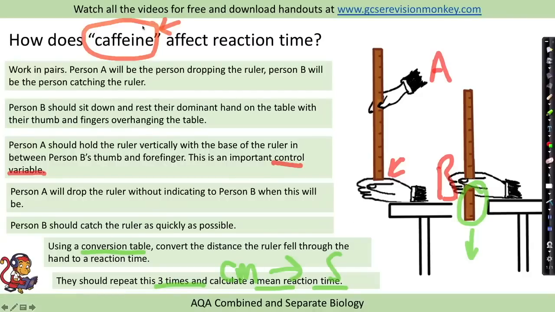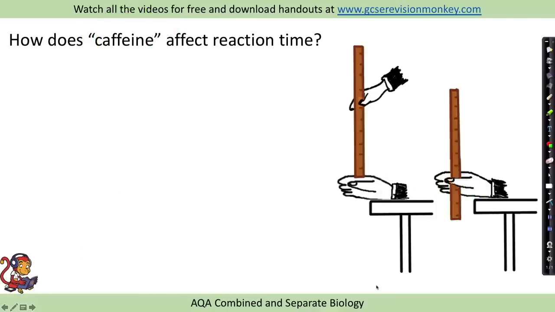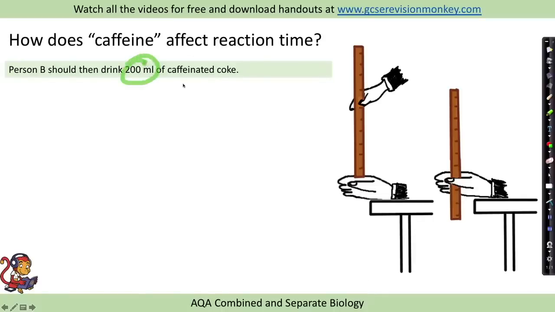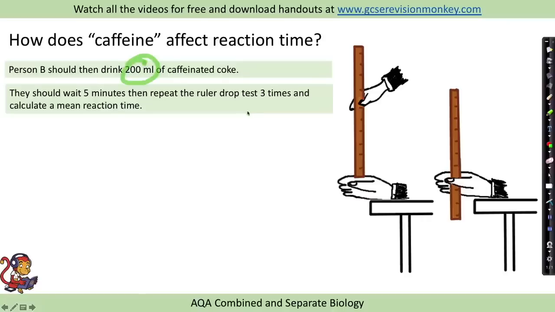We're then going to change this factor here, the amount of caffeine they've drunk, and then we're going to repeat the experiment. So the next step, person B should then drink a set volume. It doesn't matter how much you put, but I've just suggested here 200 mils of caffeinated Coke. They should wait 5 minutes.